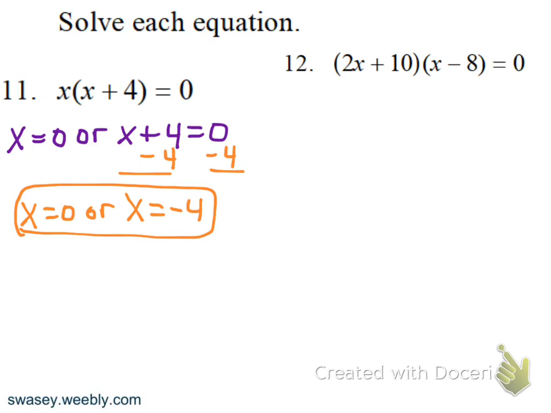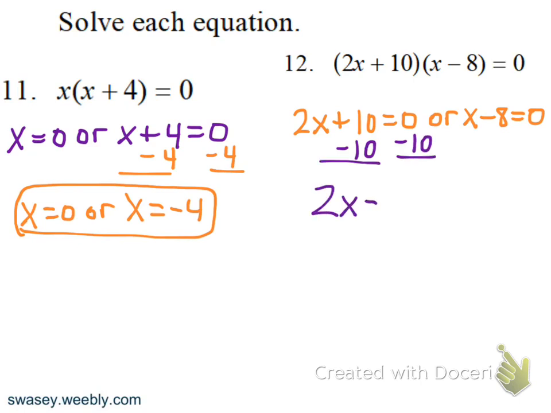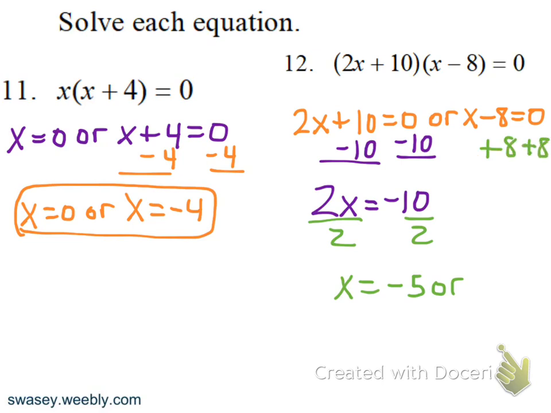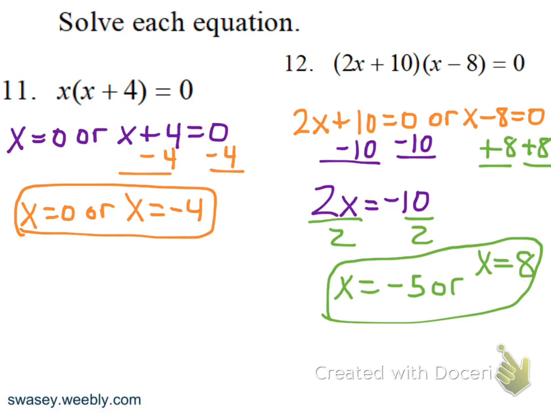12, we've got a product equal to 0, so set each factor equal to 0 and solve. So 2x plus 10 could equal 0, or x minus 8 could equal 0. Solve each of these. To get rid of plus 10, we'll subtract 10. So we have 2x equals -10. To get rid of multiplying by 2, we'll divide both sides by 2. And so we have x equal to -5 as one of our solutions. To get rid of -8, we'll add 8 to each side, and so we get x equal to 8 as our other solution. So two solutions, either -5 or 8.